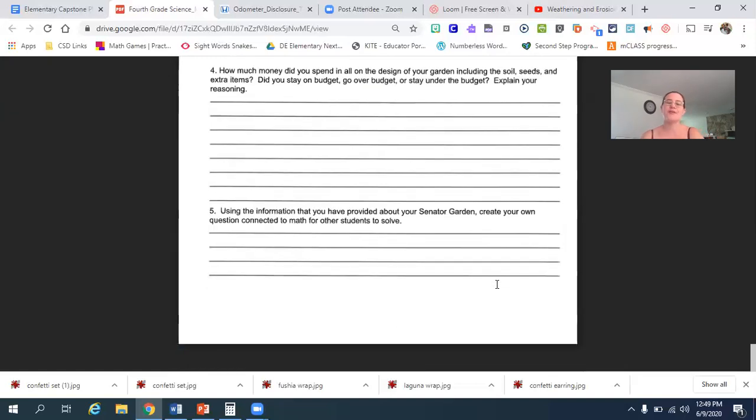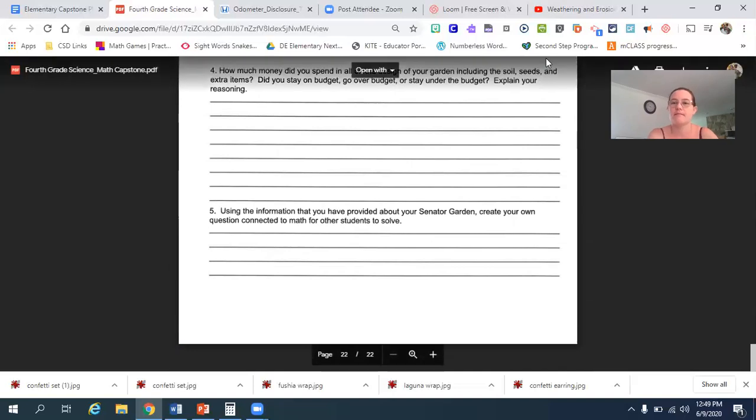Number 5 is kind of fun. So you get to create your own problem. So using the information that you have provided about your senator garden, create your own question connected to math for the other students to solve, okay? So use your garden to create a problem, okay? And when you're done with this, friends, you're all done your senator packet for math, and you are ready to officially turn in your math capstone project to be graded.